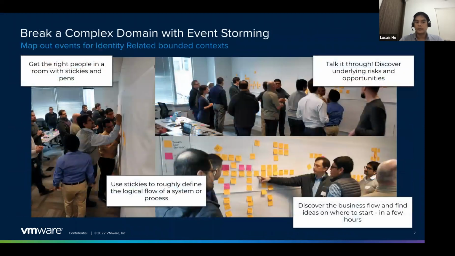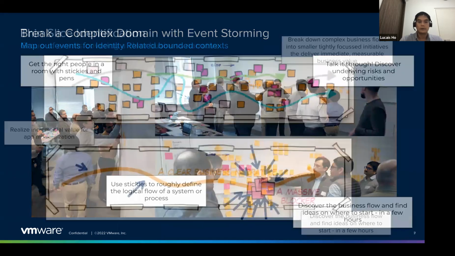Let's start with event storming. By including subject matter experts from the appropriate business segments and gathering them in the same room with one another, we're able to focus on the business layer without needing to speak at a technical level. By discussing business flows within the respective domain, we are able to discover insights, risks, and opportunities for modernization.